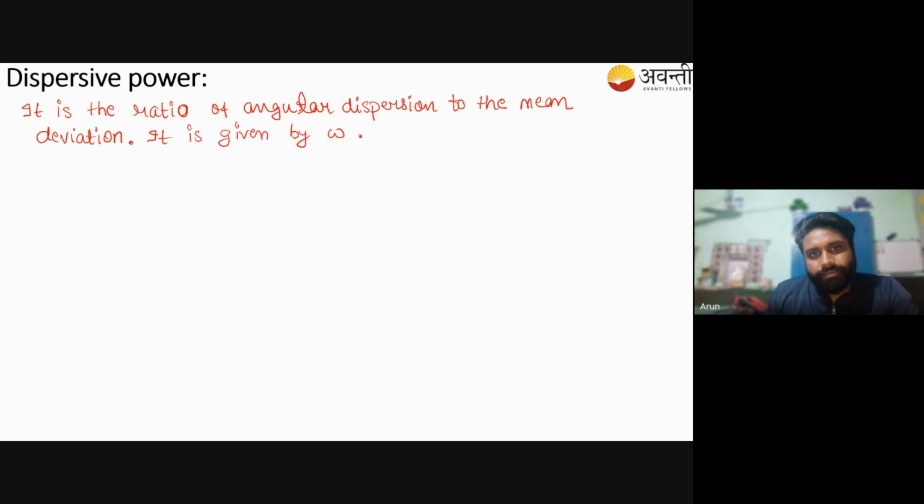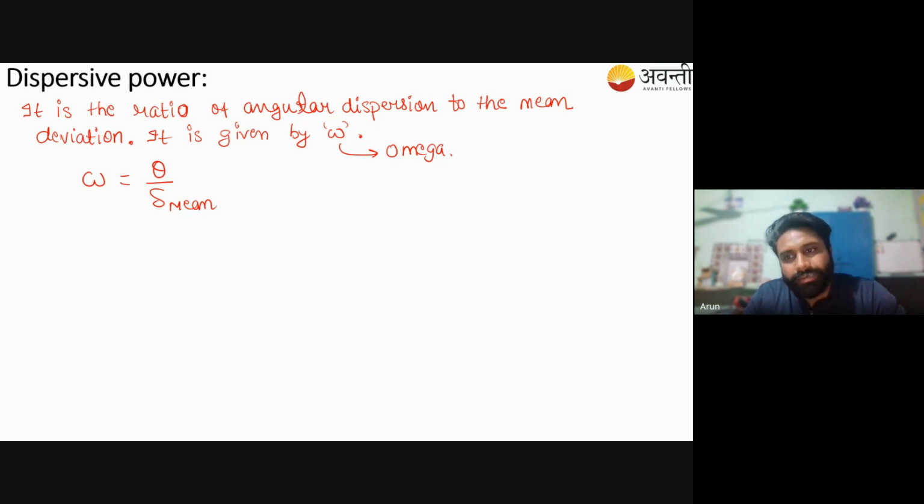omega. This is not W, it is omega. Okay, so omega is the ratio of what? Angular dispersion, it is theta, divided by what? Mean deviation. It is delta mean. I'm not writing it del m because you got confused with the minimum deviation. So what is the value of theta? Angular dispersion.